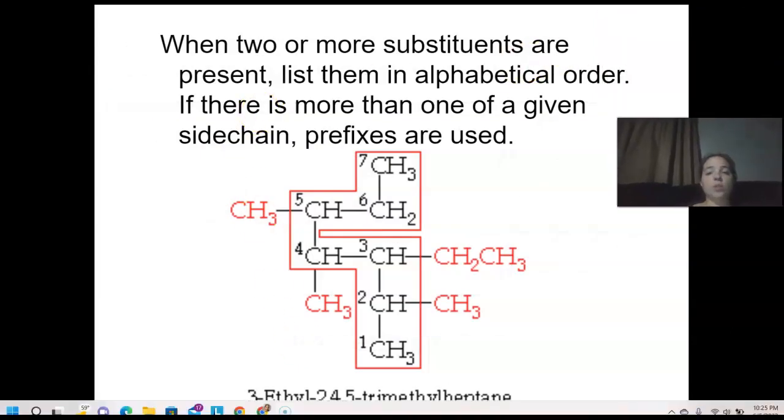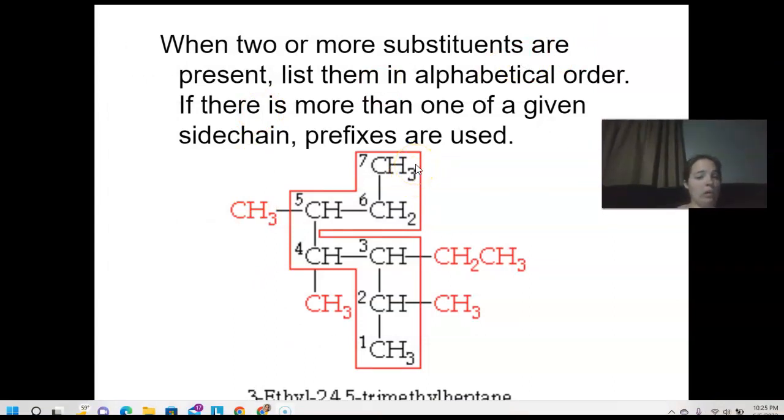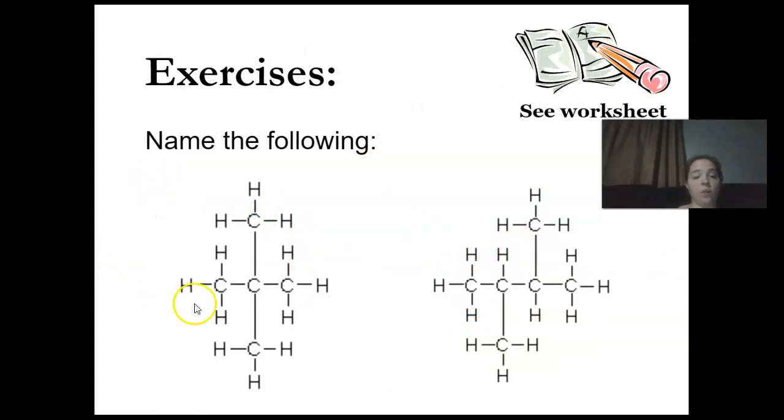When 2 or more substituents are present, list them in alphabetical order. If there is more than one of a given side chain, prefixes are used. So looking at this, I've got 1, 2, 3. I've got 3 methyls and 1 ethyl. And I'm going to number it down here, not up here. I want it numbered from down here because it's closest. So it'd be 3-ethyl, 2, 4, 5-trimethylheptane.